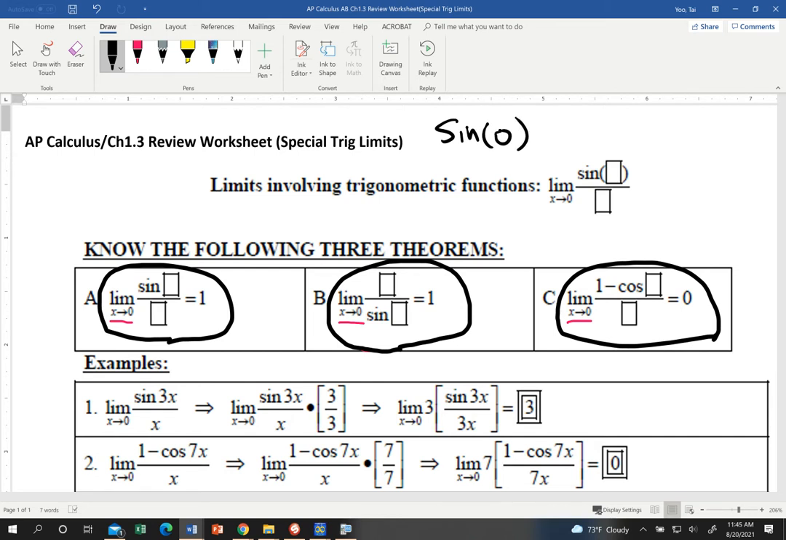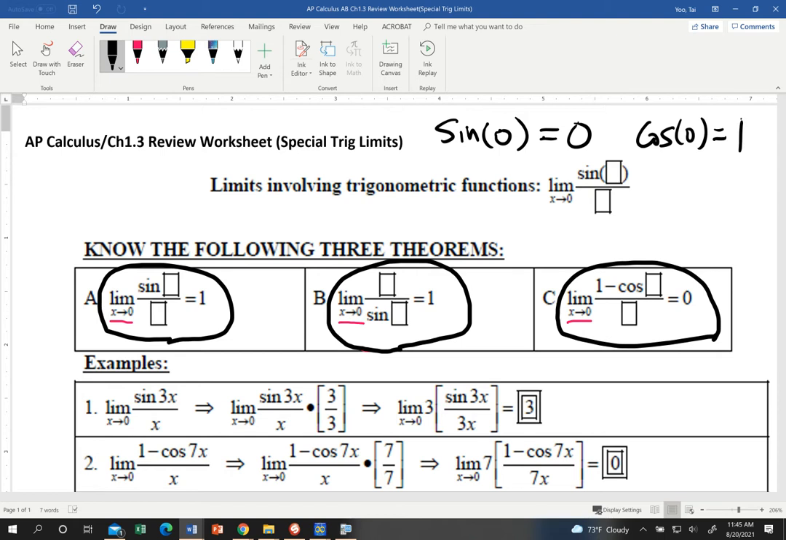According to your unit circle, what is sine 0? Anybody know? According to the unit circle table, what is sine 0? Yes? 1. Close. 0. Sine 0 is 0. You need to know that. And then according to your unit circle, what is cosine 0? 1. That's 1.